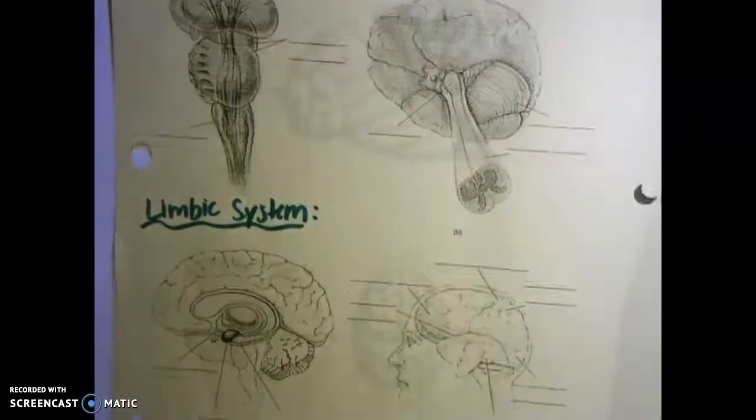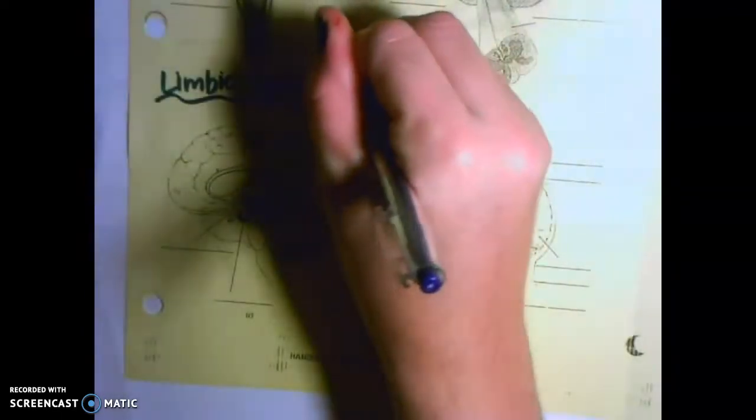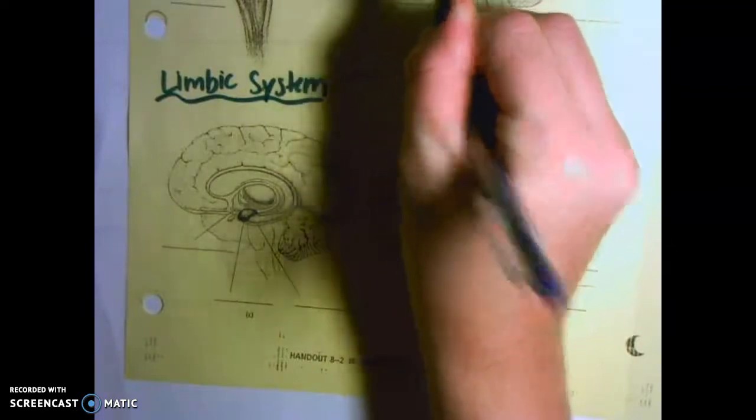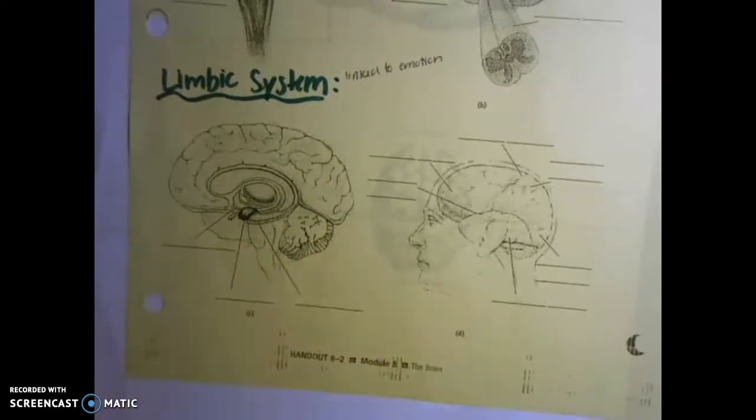Now we're moving into the next piece in terms of evolution. That's the limbic system, and the limbic system is specifically linked to emotion. I'm just going to put linked to emotion. And then the last system to evolve is your cerebral cortex, where your upper level cognitive thinking is occurring. In the next video, we'll talk about the cerebral cortex. But for today, we're going to focus on the limbic system.